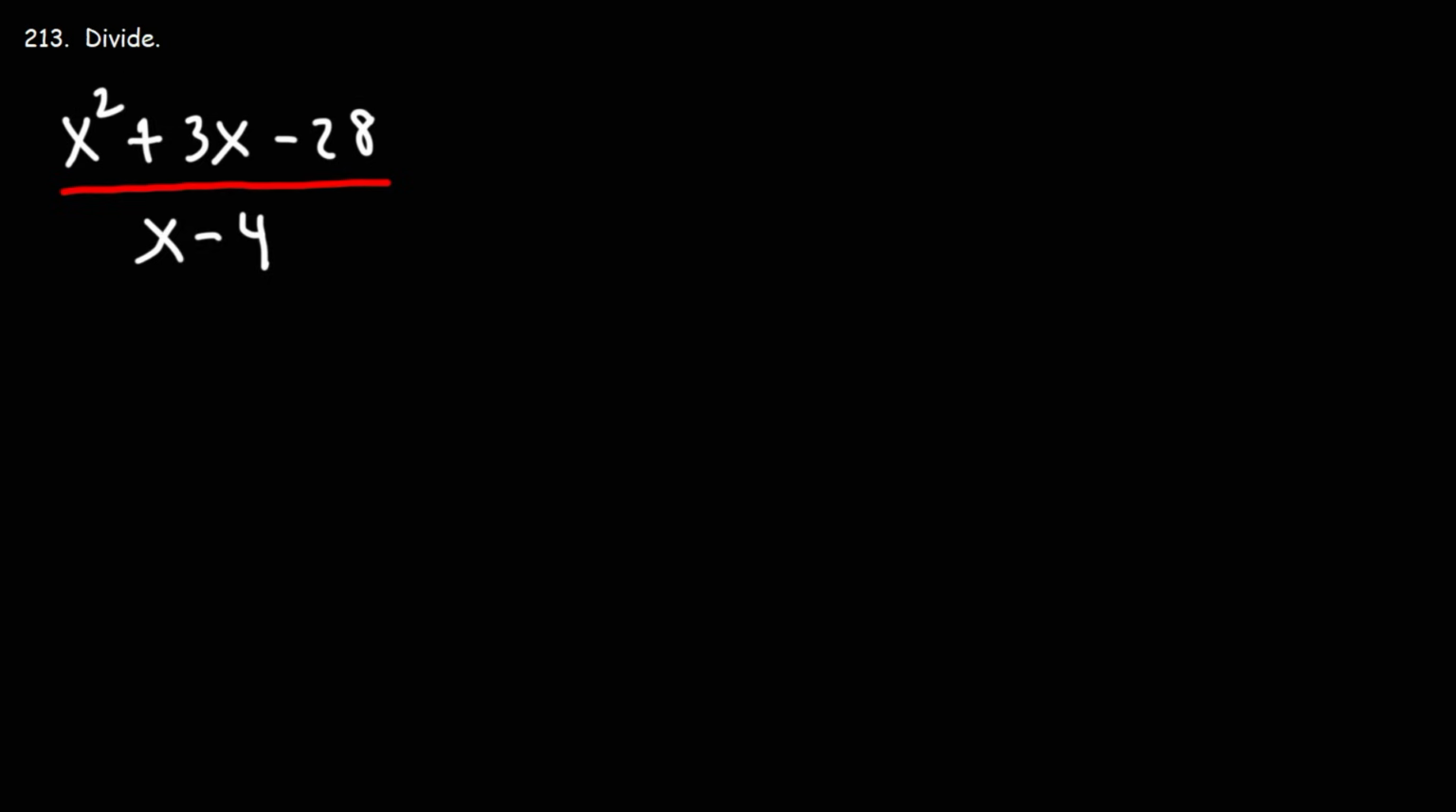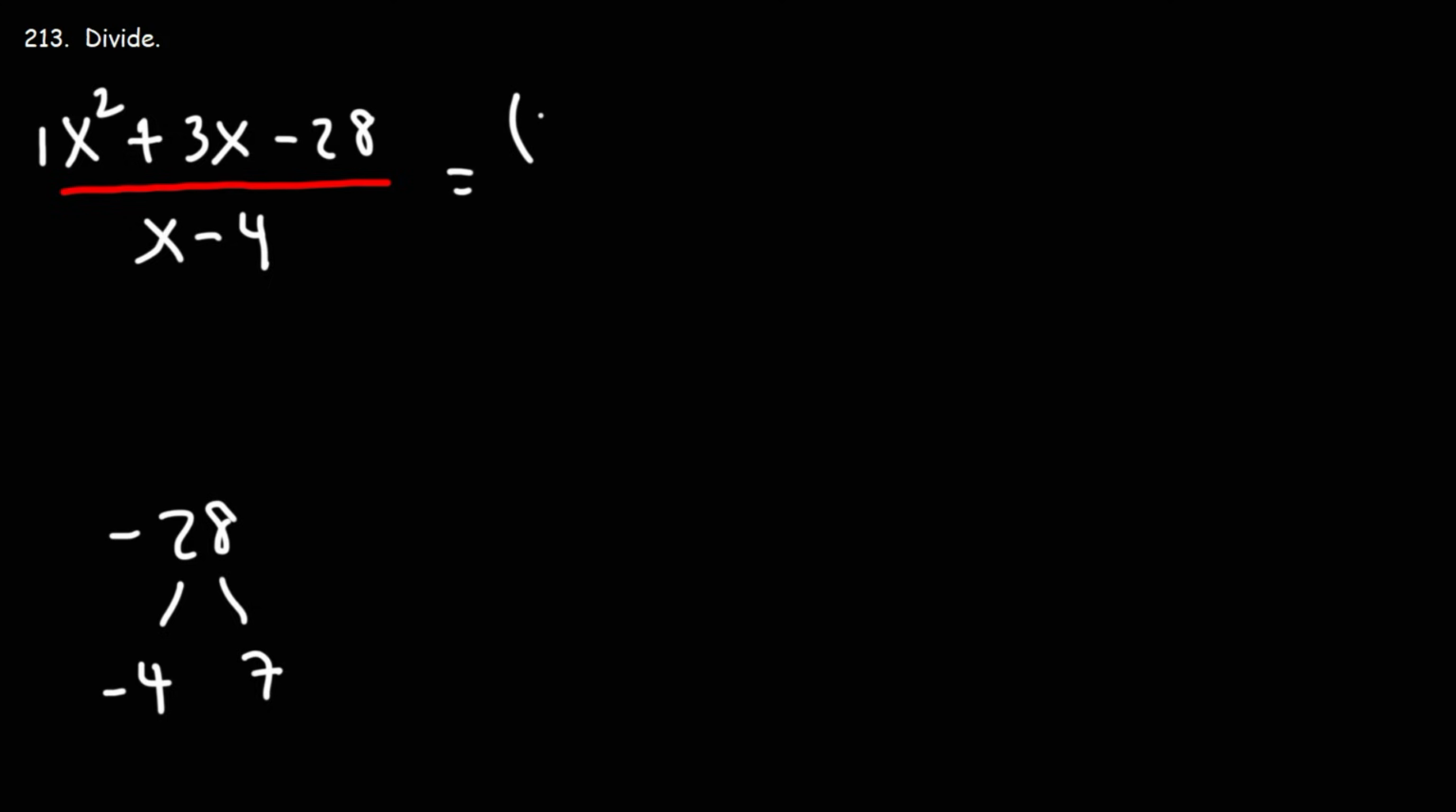There's no GCF to take out, and the leading coefficient is 1. In a situation like this, focus on the constant term, negative 28. What two numbers multiply to negative 28 but add to 3? We know that 4 and 7 will multiply to 28, and if we make one of them negative, it will work. Negative 4 times 7 is negative 28, but negative 4 plus 7 adds up to 3. So those are the numbers we want.